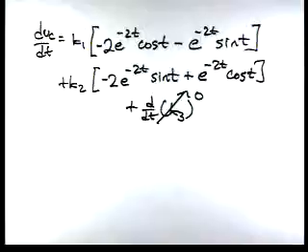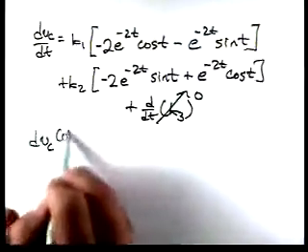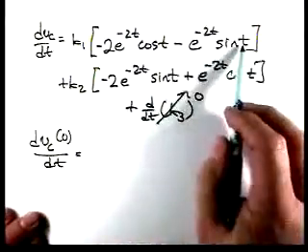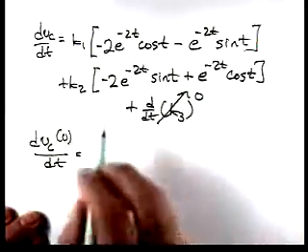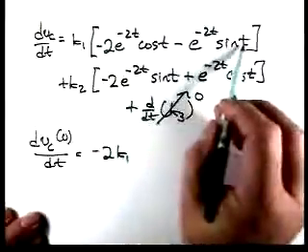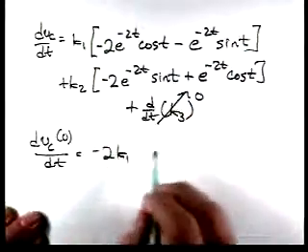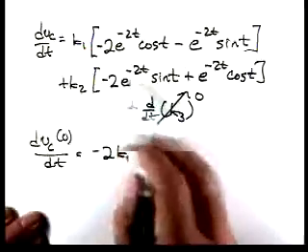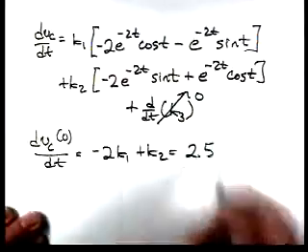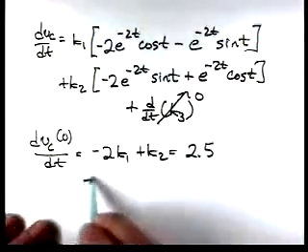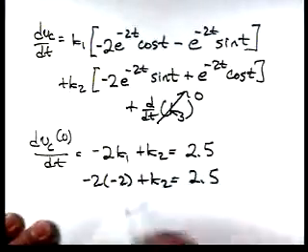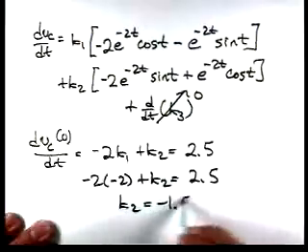Alright, now we've got all that. Let's now go in and evaluate this derivative at 0. Okay, so if we plug in t equals 0, that term goes away, and we're going to have minus 2K1. So here, this is 0, this is 1, this is 1. Down here, this is going to go away, and we're going to be left with K2 is equal to 2.5. So now we have minus 2 times minus 2 plus K2 is equal to 2.5. So K2 then is minus 1.5.